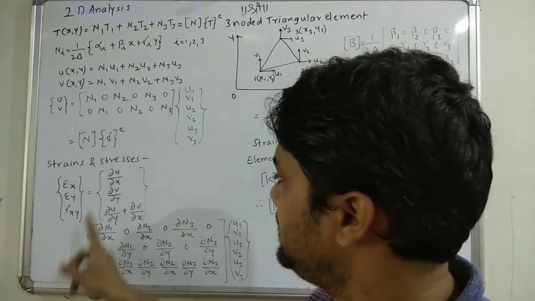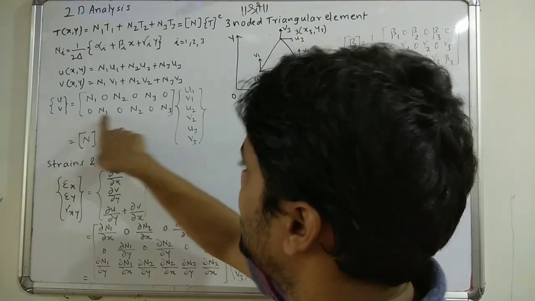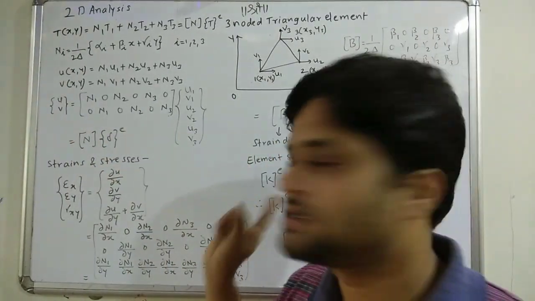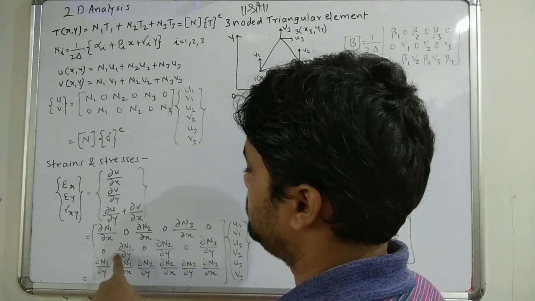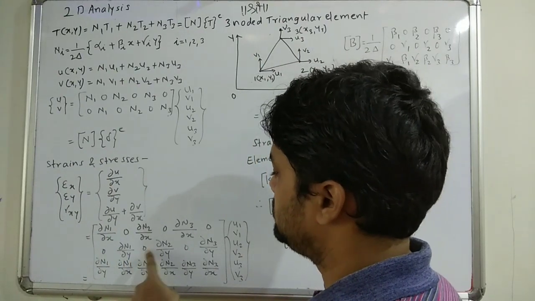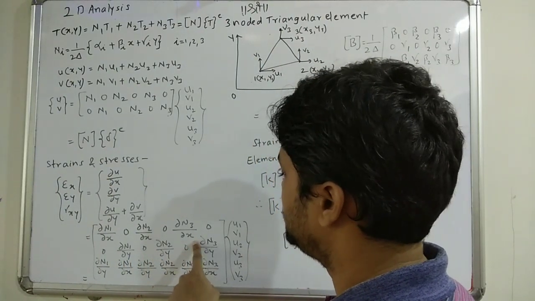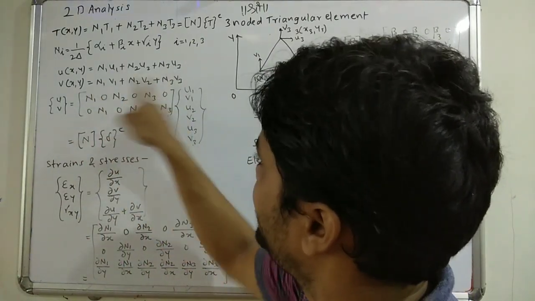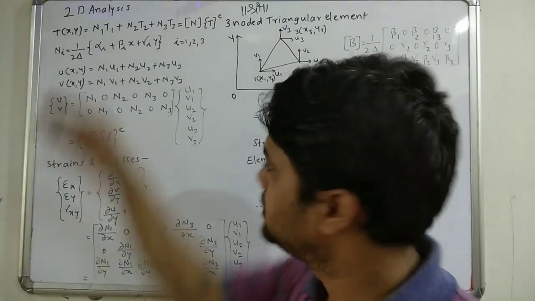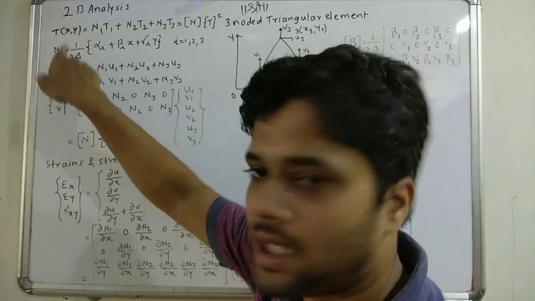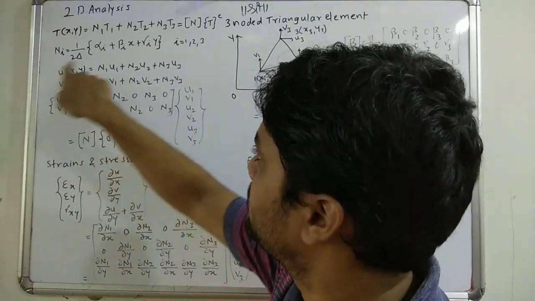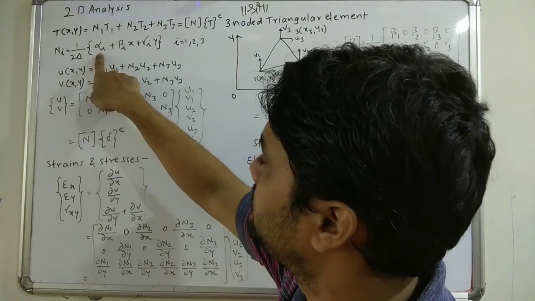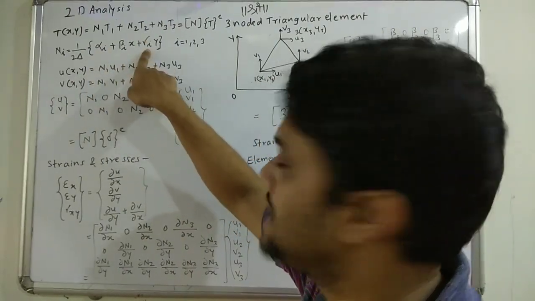Then second is dou v by dou y. Wherever I have 0 terms, they will remain as 0. So here it will become dou N1 by dou y, then 0, then dou N2 by dou y, then 0, then dou N3 by dou y. Now remember my N1, N2, N3. What are my N1, N2, N3? It is 1 divided by 2 times the area of the triangle multiplied by alpha i plus beta i x plus gamma i y.